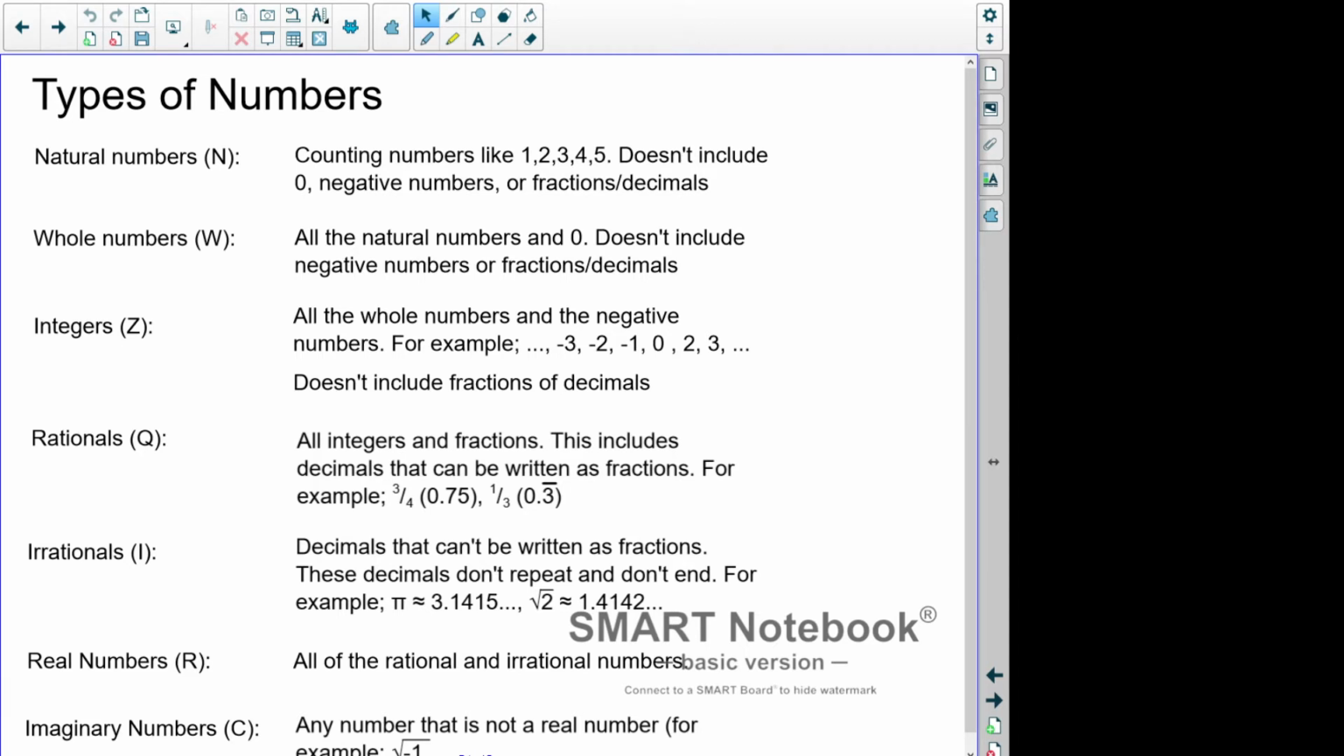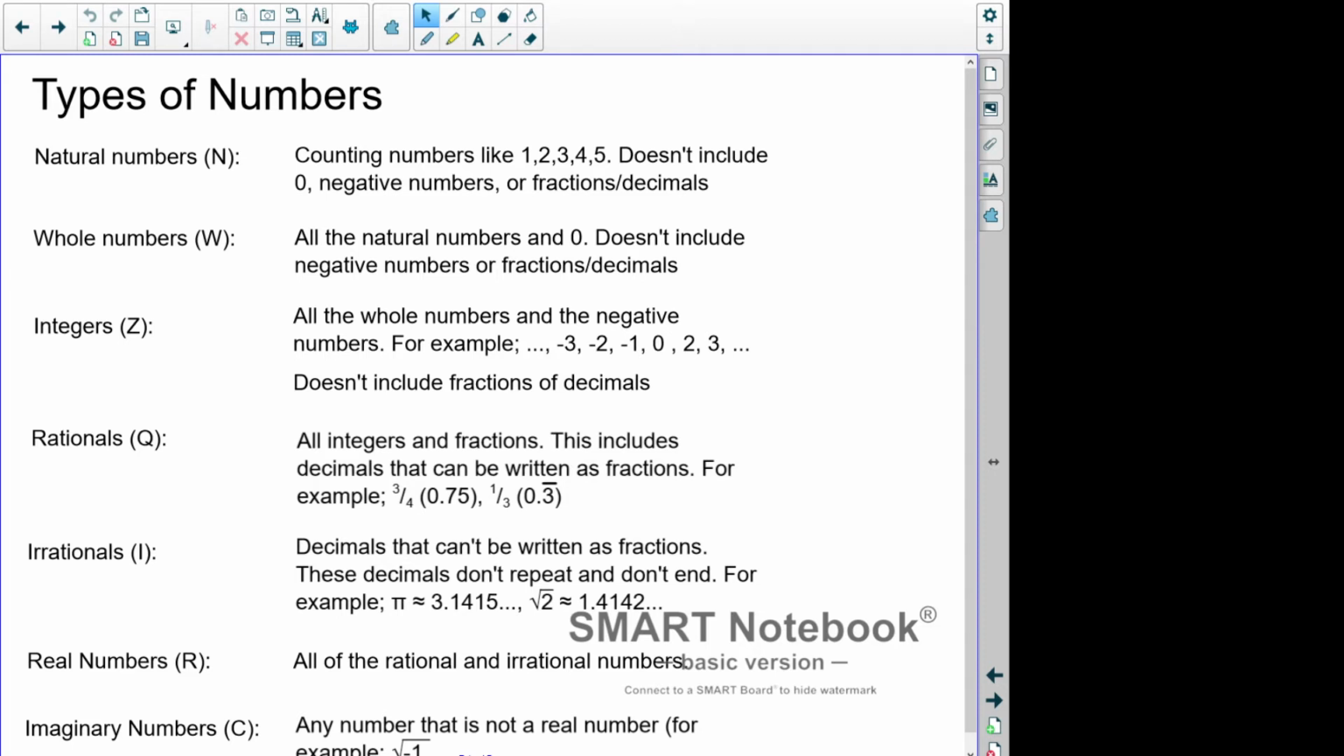And so that brings us to the real numbers. The real number is just the set of all those. It's just a collection of all those types of numbers. So if I'm talking about real numbers, I'm talking about all the irrational numbers and all the rational numbers. Okay? The irrational numbers and the rational numbers.